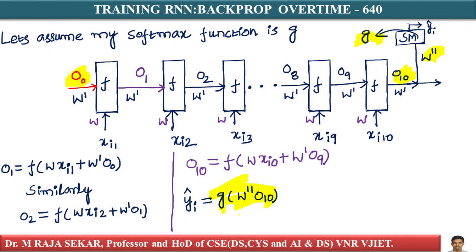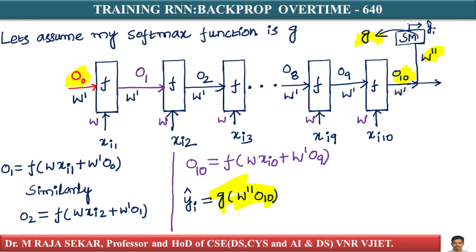We can calculate O1 at time step 2. We can calculate O2 at time step 10. We can calculate O10. Once you get this class label yi cap, you have your loss function. Now what about your loss function? We already discussed what a loss function is. Now what about propagation? Once you have the loss function, what about your propagation?